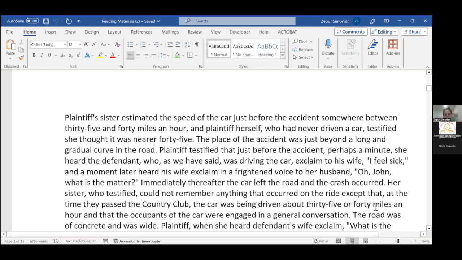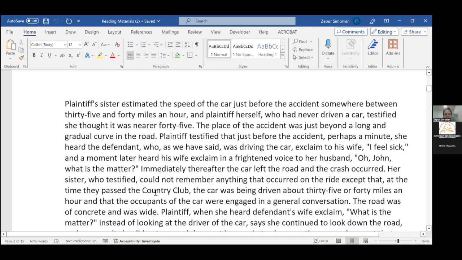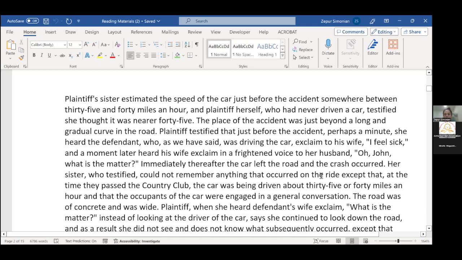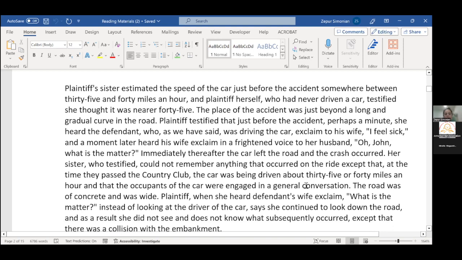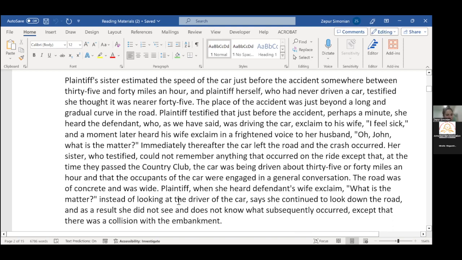And then her sister, who testified, could not remember anything that occurred on the ride, except that at the time they passed the country club, the car was being driven about 35 or 40 miles. So again, consistent, relatively safe, nothing reckless. The road was concrete and wide. That's another key fact. So the person was driving within speed limits, more or less, on a wide road. It's not bumpy. It's a clean, safe road.